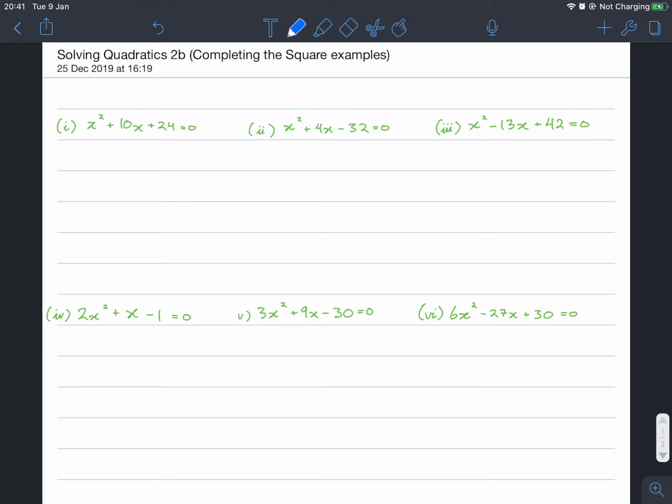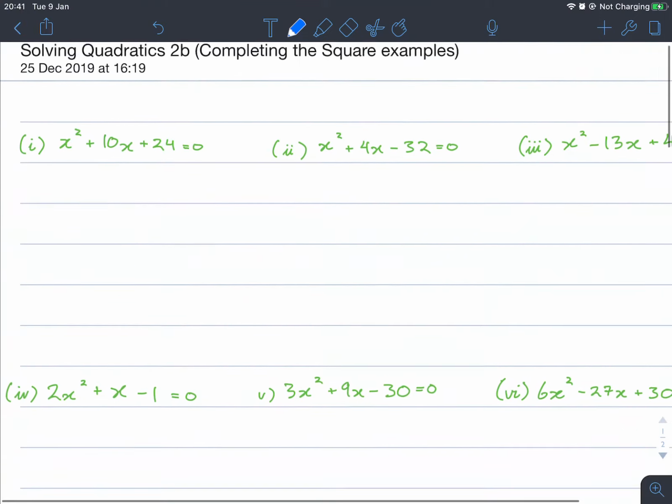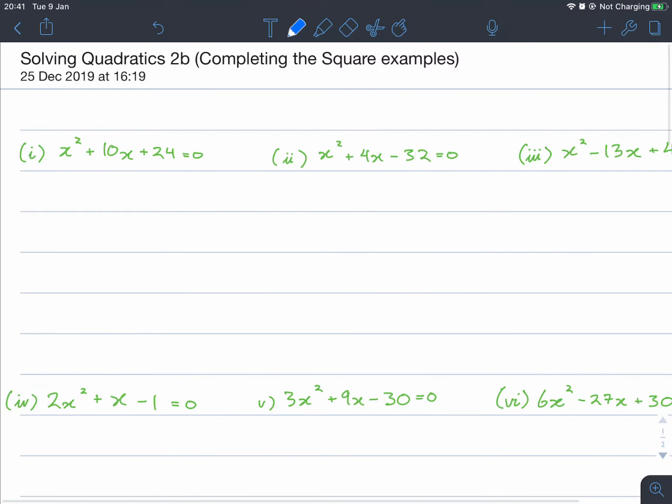Hello class, this is a video tutorial on solving quadratics by completing the square. In this video we're just going to go through all examples and hopefully you can follow along. You can pause the video at any point and give it a go yourself. Here we go.